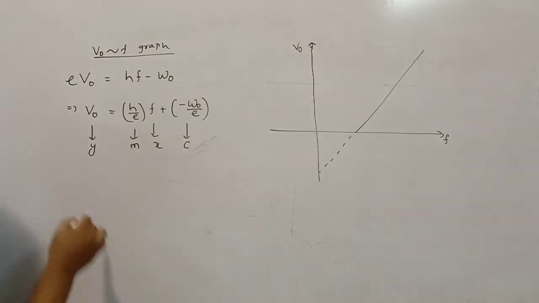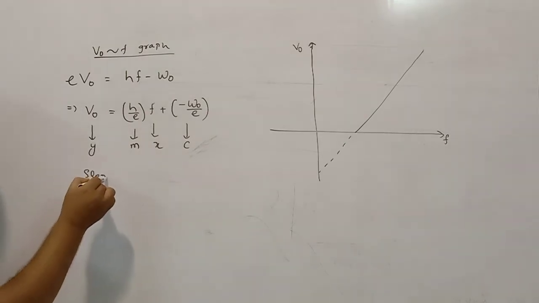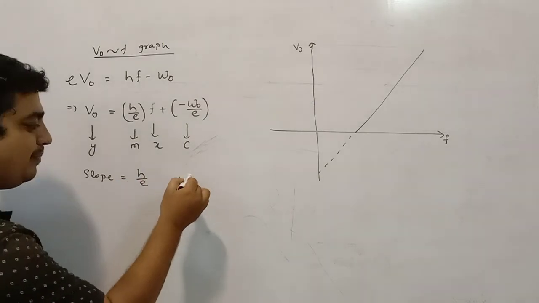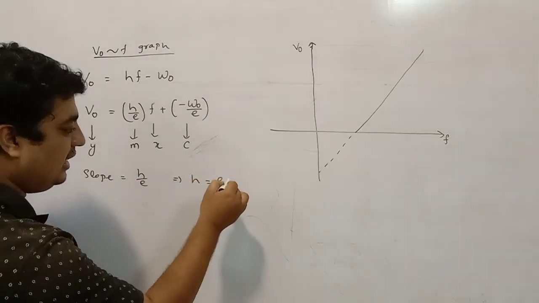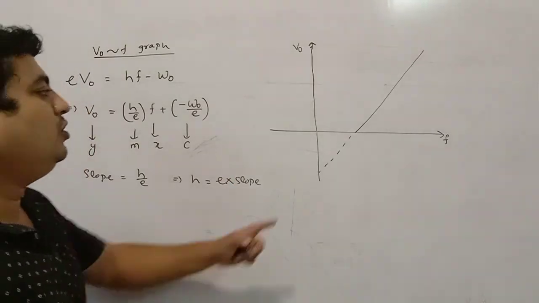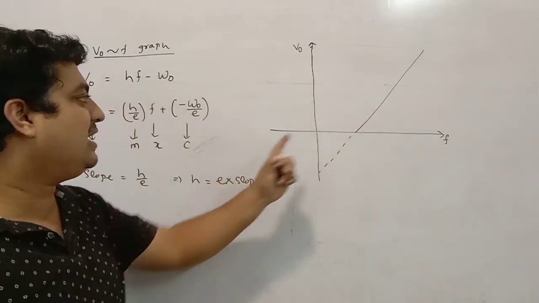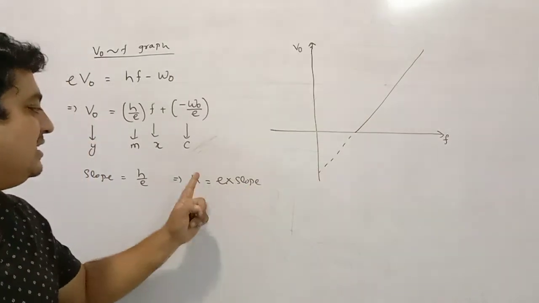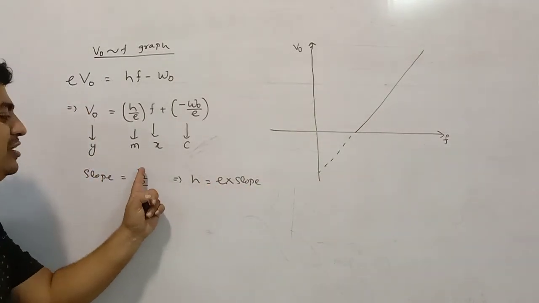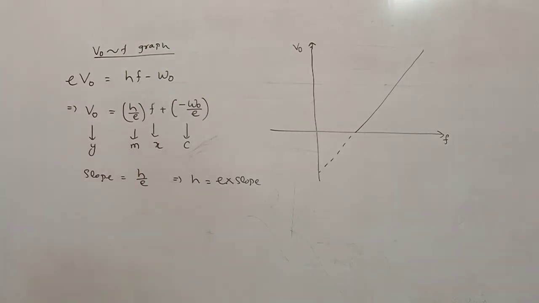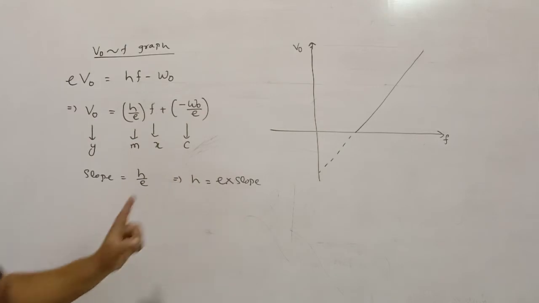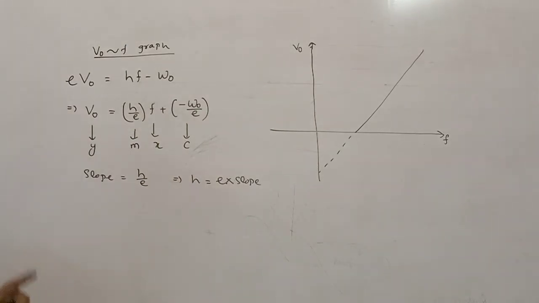Now, the slope of the graph equals h by e. That implies h equals e times the slope of the graph. If we draw the graph for different metals, this slope h by e is a universal constant. So, the graphs are parallel straight lines for all metals.